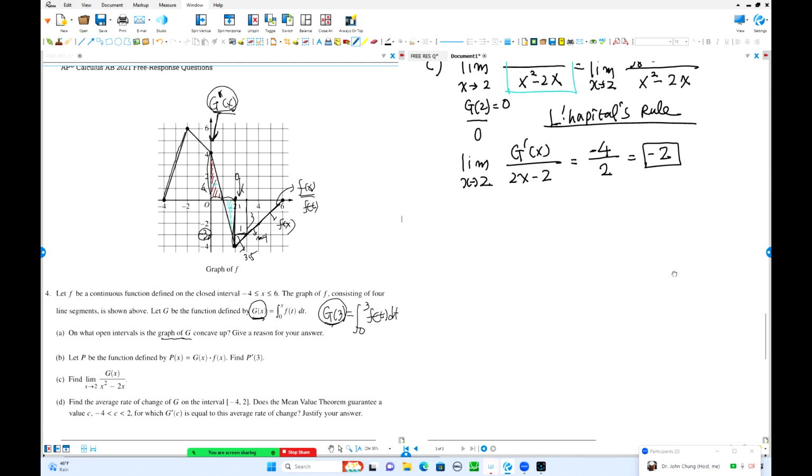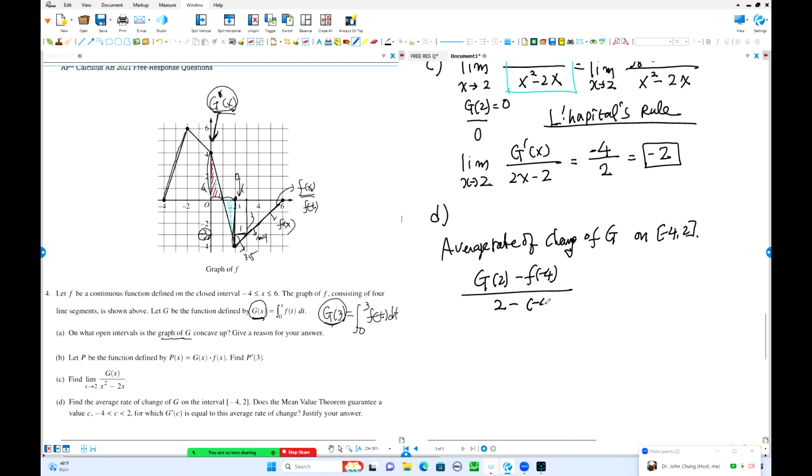All right, number D. Take a look at number D. Find the average rate of change, not average value, okay? Average rate of change from negative 4 to 2, the change of g on this interval. So what is that? G of 2 minus g of negative 4, over the change in x, 2 minus negative 4, right? That is the average rate of change, AROC.